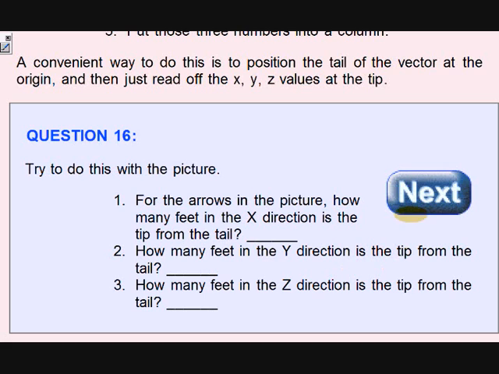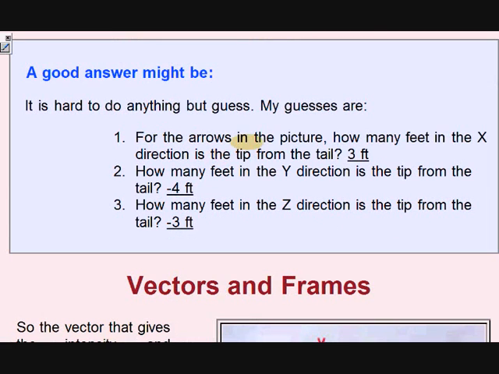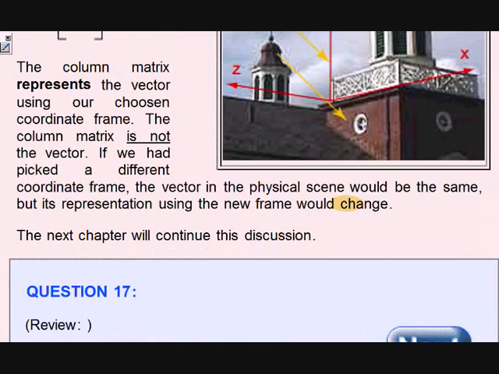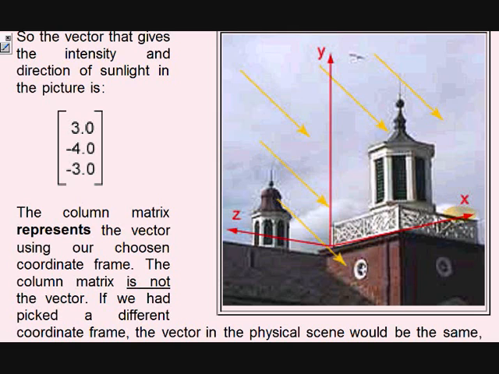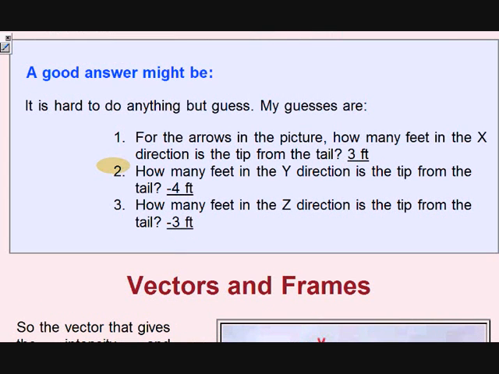Here is the answer. A good answer might be, it is hard to do anything but guess. My guesses are for the arrows in the picture. How many feet in the x direction is the tip from the tail? Yes, absolutely. 3 feet. Very good. And then the next question, how many feet in the y direction is the tip from the tail? -4 feet. Yes, that's correct. This is just a guess. And then the third answer, how many feet in the z direction is the tip from the tail? -3 feet. Yes, it's a negative number.